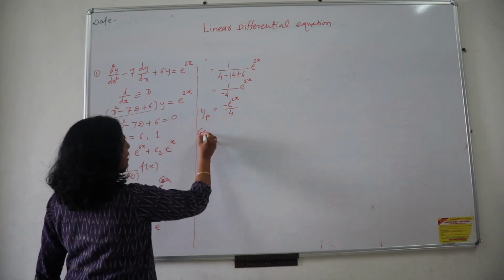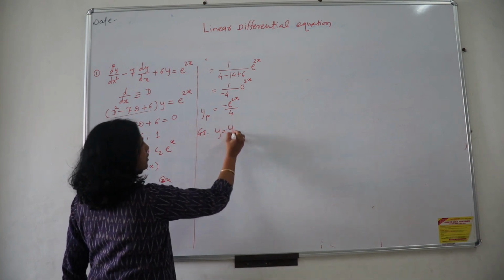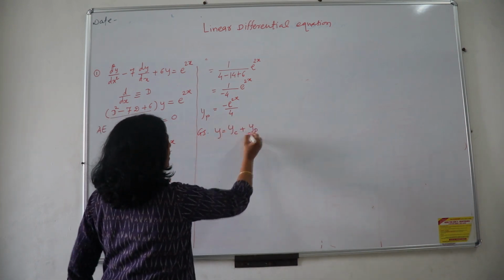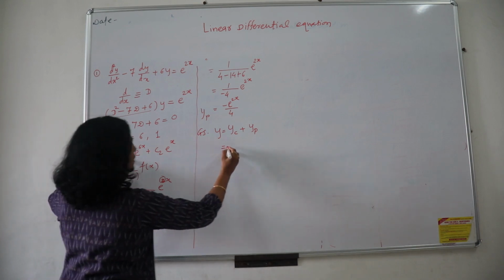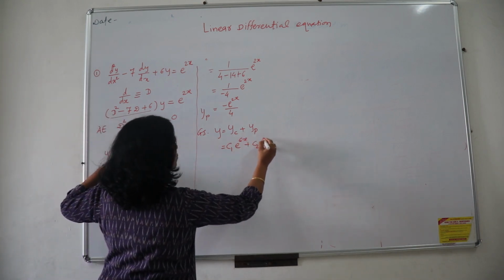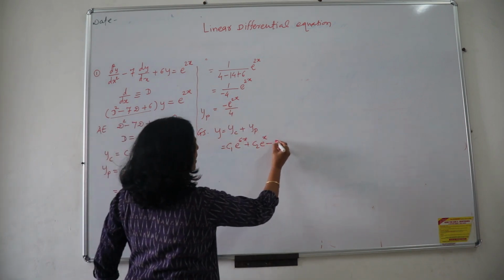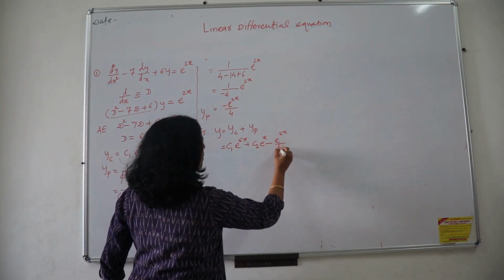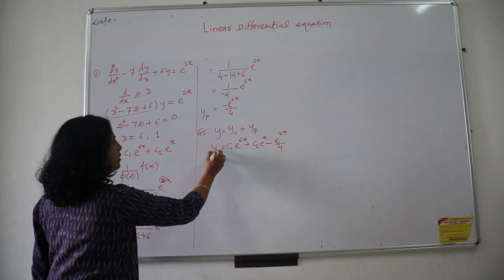So I completed my yp calculation, and here I have to write finally the general solution y is equal to yc plus yp, and then write down the whole thing which you calculated before: C1 e raised to 6x plus C2 e raised to x, connected with minus e raised to 2x upon 4, and this is my complete solution.